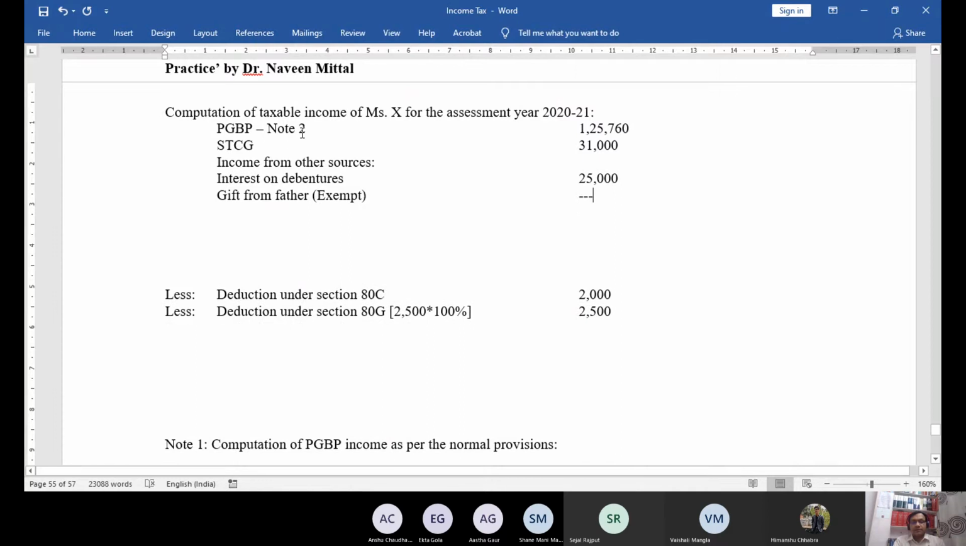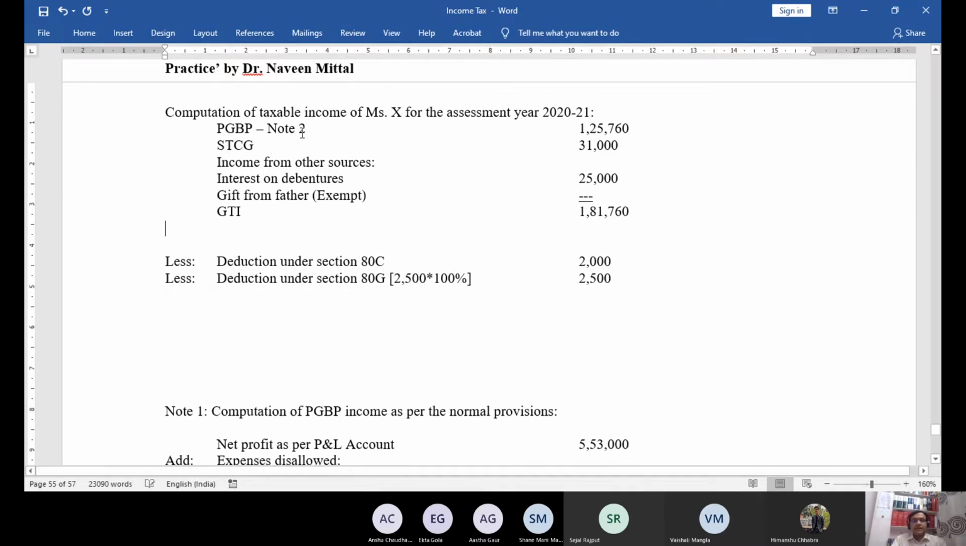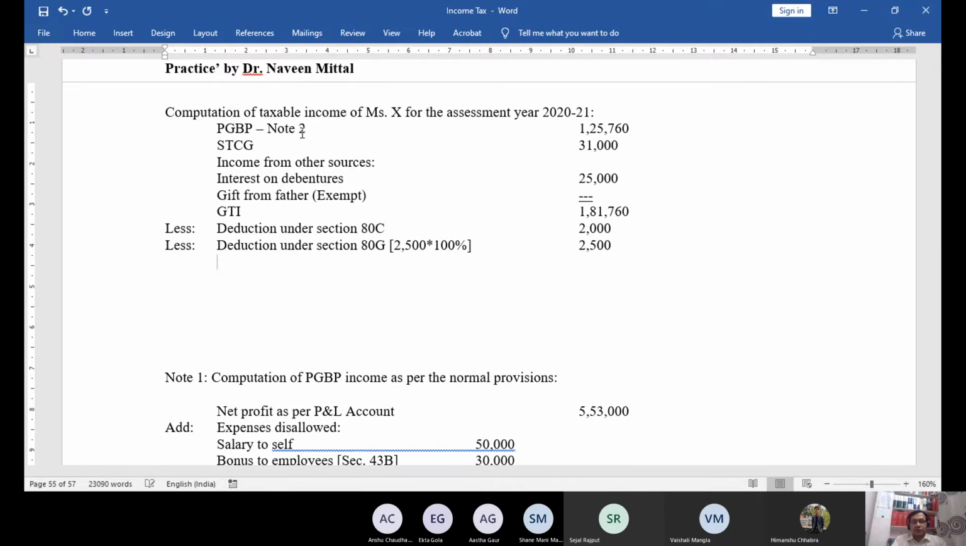Now the question is over. After this, I can say it is my gross total income: 125,760 plus 31 plus 25, that is 181,760, less deductions, and this is the total income.